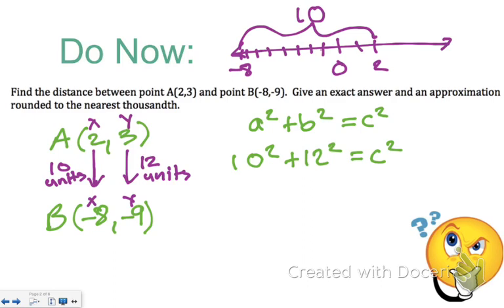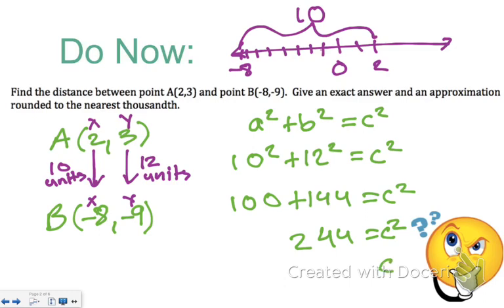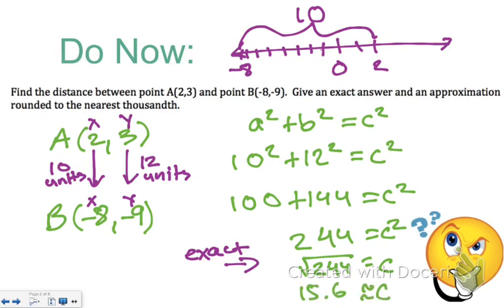Go on ahead and work out this problem with me. We're going to square the legs, and we have a sum of 244, which means that the hypotenuse is exactly equal to the square root of 244. So we have our exact answer, and our approximation rounded to the nearest hundredth is approximately 15.62 units. Okay, so this is our approximation.